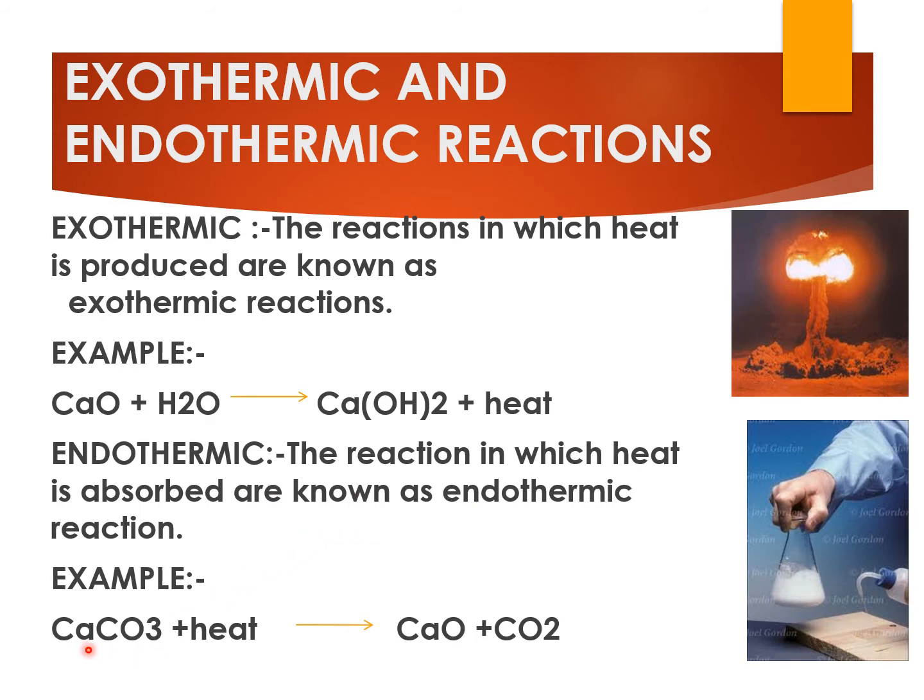For example, if we take calcium carbonate and we just heat it, that means we are giving heat and calcium carbonate is absorbing the heat and it is producing two different substances, that is calcium oxide and carbon dioxide. So the reactions in which the heat is absorbed are called endothermic reactions.